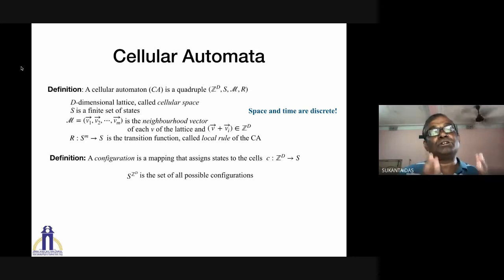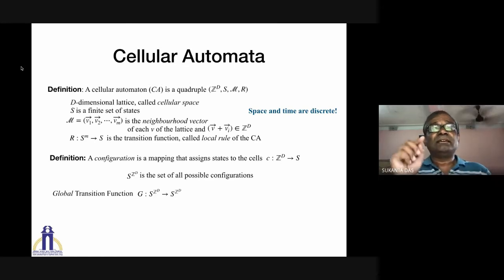So S to the power j to the power d denotes the set of all possible functions from the domain j to the power d to the codomain, say S. So the style: codomain is raised to the power of domain, is a notation of representing all possible functions. Now, since a configuration is a function or a mapping, therefore S to the power j to the power d is the set of all possible configurations, right? Considering this, I can get a parallel map, say S to the power j to the power d to S to the power j to the power d.